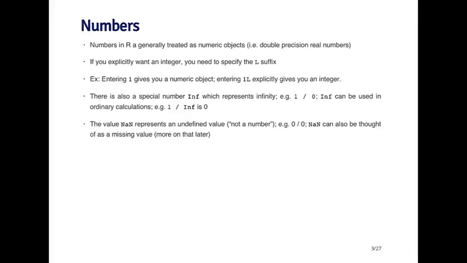There's another special value called NaN, and this represents an undefined value, so you can think of it as not a number. For example, if you take 0 over 0, that's not defined, so you'll get a NaN back. NaN can also be thought of as a missing value, but we'll talk a little bit more about missing values later.